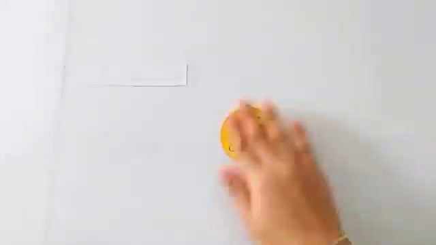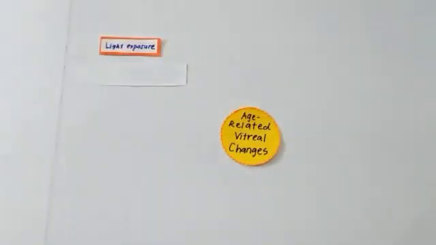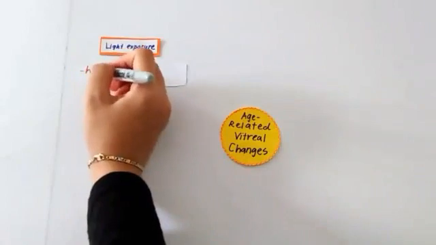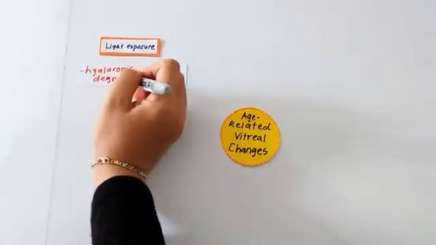The last one is the age-related vitreous changes. The first one is light exposure. Too much exposure to light will cause oxidation and will increase cross-linking of collagen peptide chains. Hence, it will cause hyaluronic acid degradation.